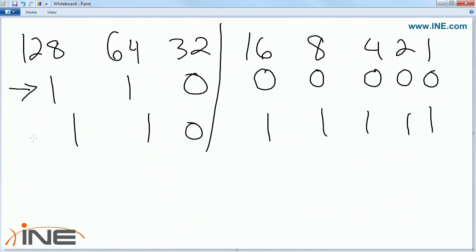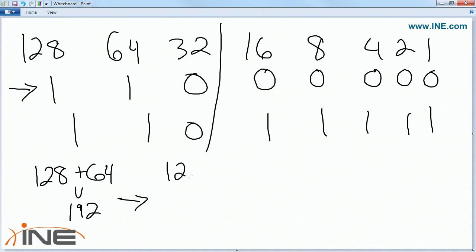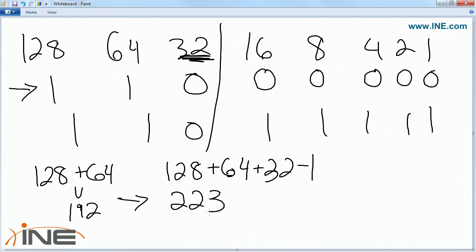So the starting range then would be 128 plus the 64 bit, which is 192. Then it's going to go through 128 plus 64, and then 1 bit less than 32. So plus 32 minus 1, which means it goes up to 223. So this is our class C range.